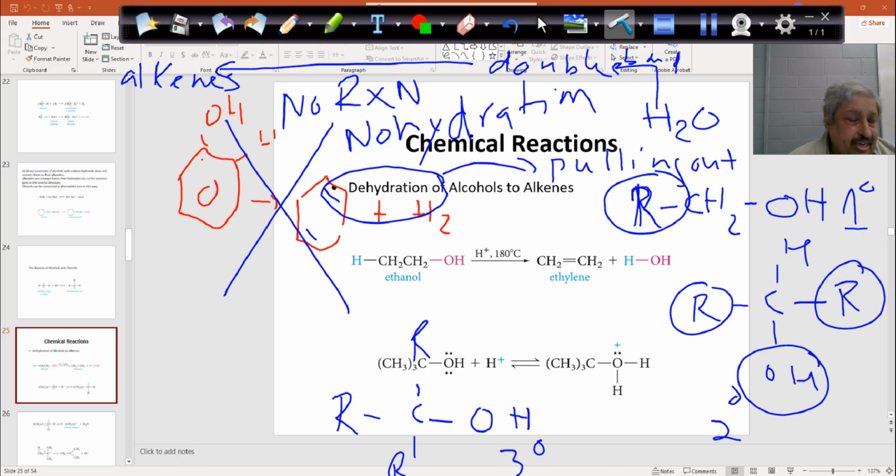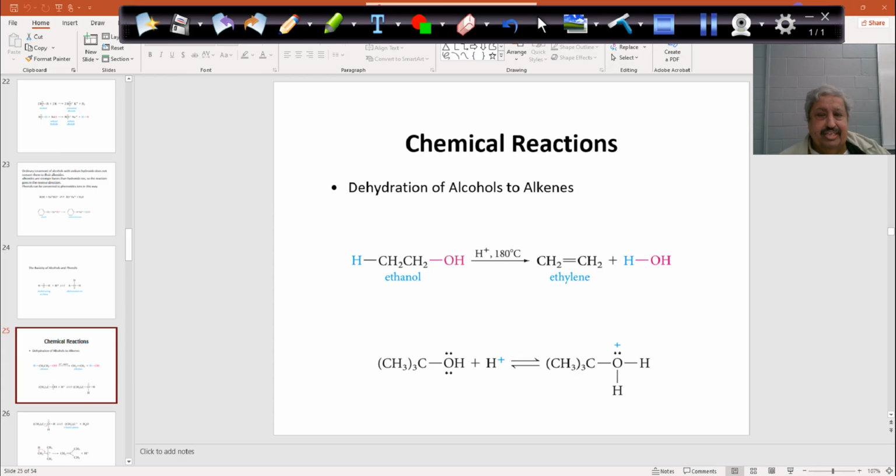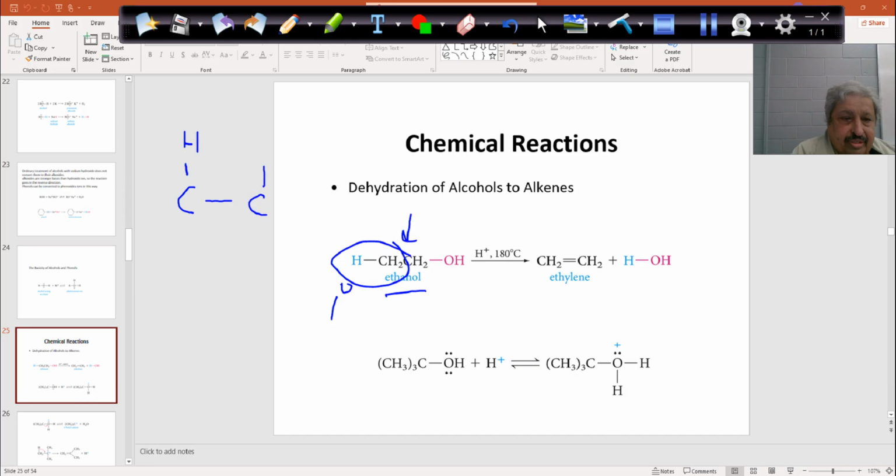So let's look at the dehydration of this. This is ethanol, a primary alcohol, because the carbon is at the first one. The whole thing is one R connected to the OH, that's a primary alcohol. Now, if you look at this ethanol, I can show you how to visualize this. This is OH, this is H, H, H, H.